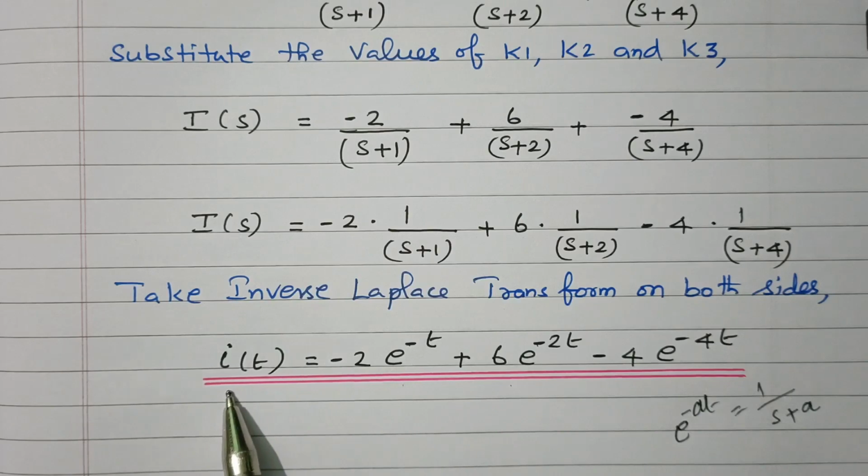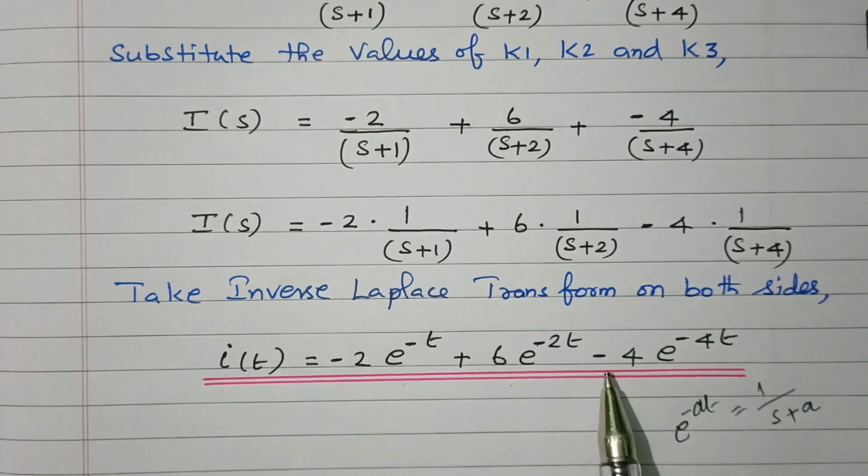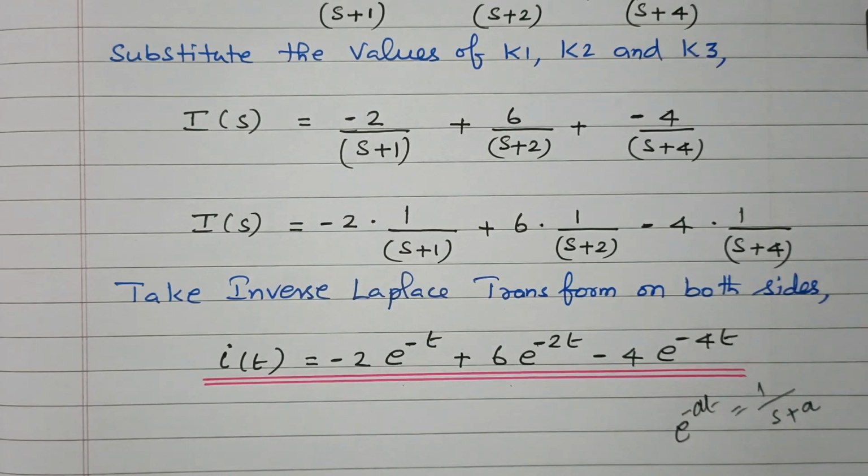So finally we got the equation for transient current of the RLC circuit: minus 2 e power minus t plus 6 e power minus 2t minus 4 e power minus 4t. Based on this formula written. So in this video we discussed the RLC circuit, sinusoidal excitation of the series RLC circuit. We obtained the expression for transient current.